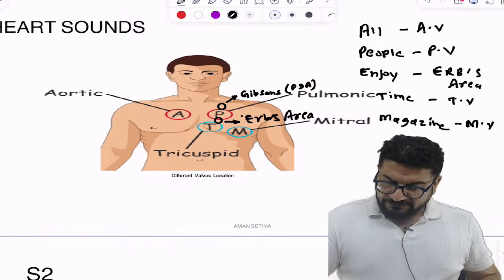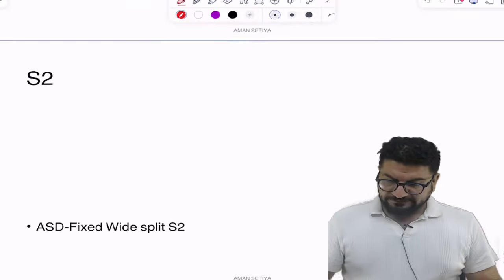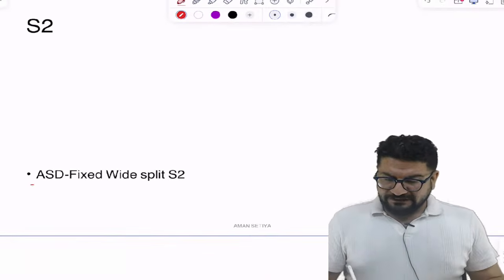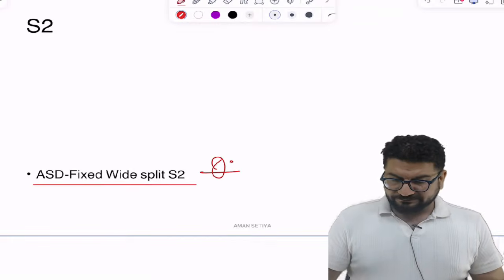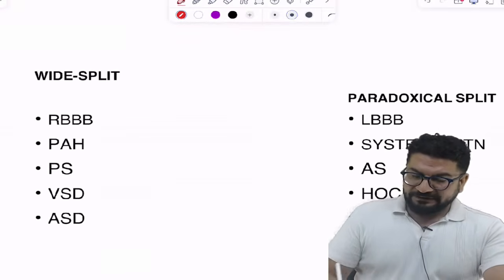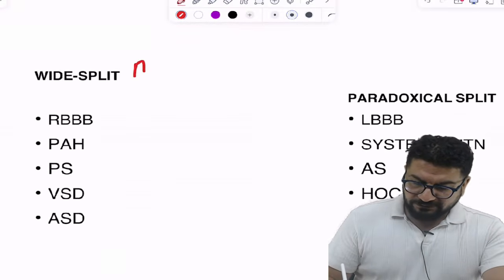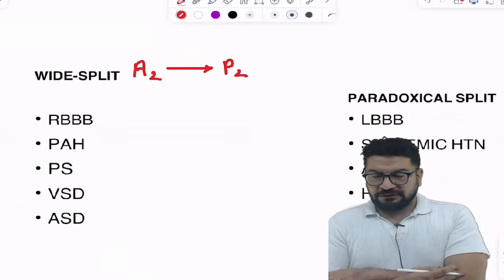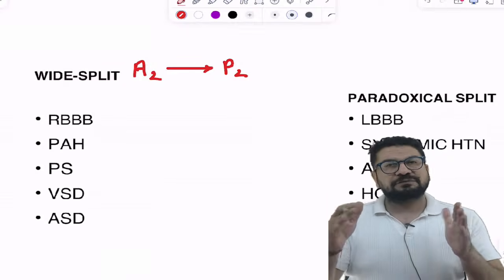Okay, so we have S1, S2, we have different types of heart sound. So let's understand this thing. In S2 you can see some gap is there, we call it splitting. So ASD will have fixed wide split S2. Now see, wide split means in S2 we have two components. So aortic valve will close, then pulmonary will close. So there is a gap between these two. So we call this A2 P2. Normally the gap is small, if this gap increases we call it wide split.